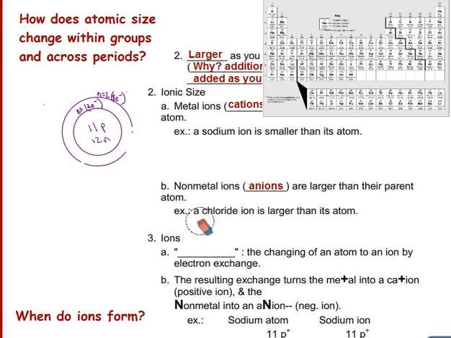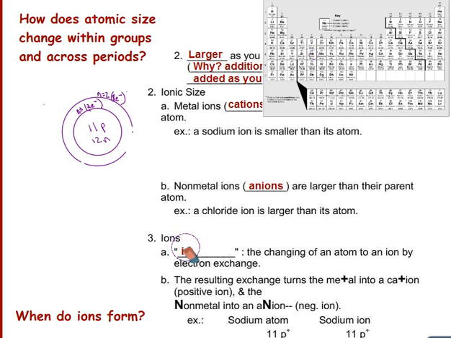And the chloride ion over here, which is just opposite. So here's our chloride right here. It is actually going to gain one electron, and by gaining one more electron, it's going to get bigger, kind of like gaining weight. And so a chloride ion is larger than its atom.